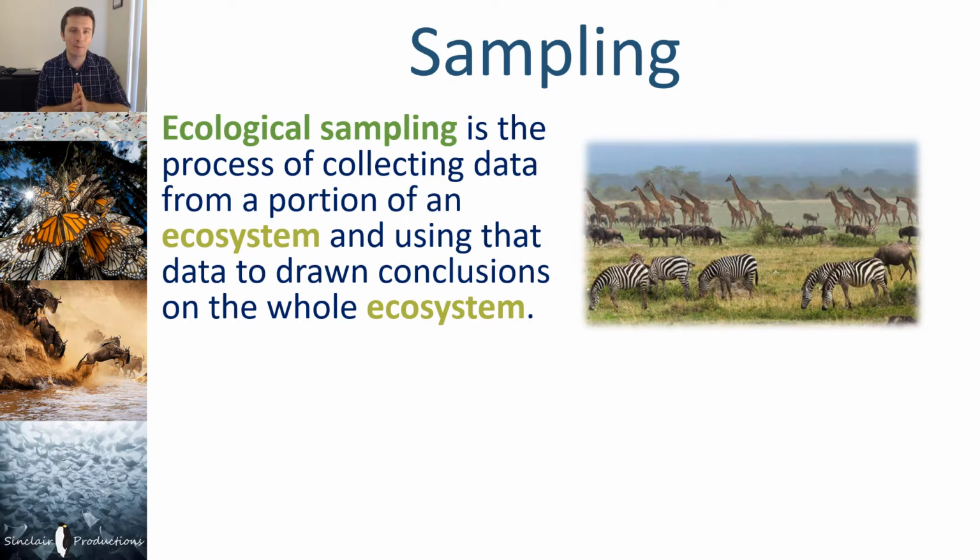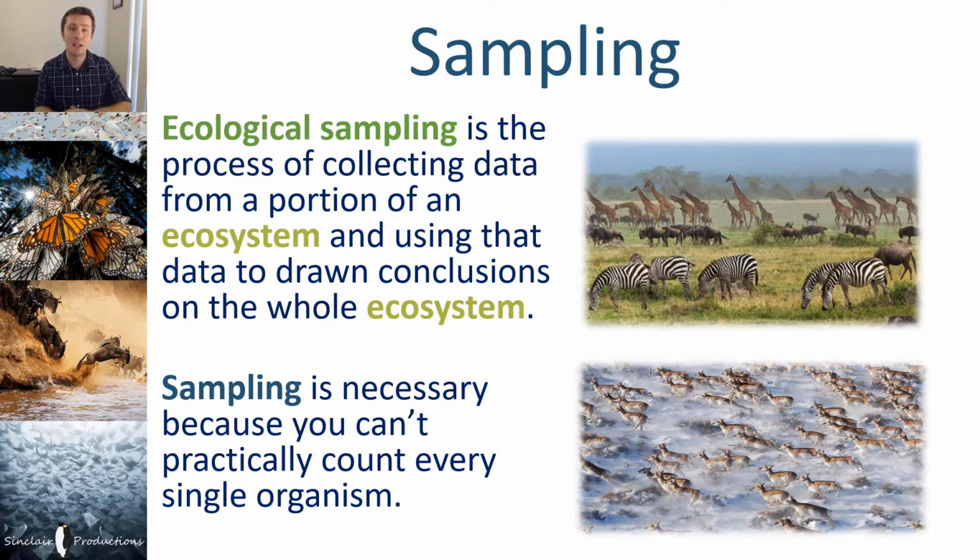So when we look at sampling, ecological sampling is a process of collecting data from a portion of an ecosystem and using that data to draw conclusions on the whole ecosystem. So if you want to find out something about that ecosystem, well, you do sampling to help you figure it out. Now, sampling is necessary because, for example, if I wanted to know how many organisms are here, if we're looking at caribou and their migration, how many are there? Well, I can't practically count every single one. So I do a variety of different sampling techniques to help me. Same if you go to a forest or on a sand dune. You cannot practically count every plant there. So you do different sampling techniques to help get an understanding of that environment.